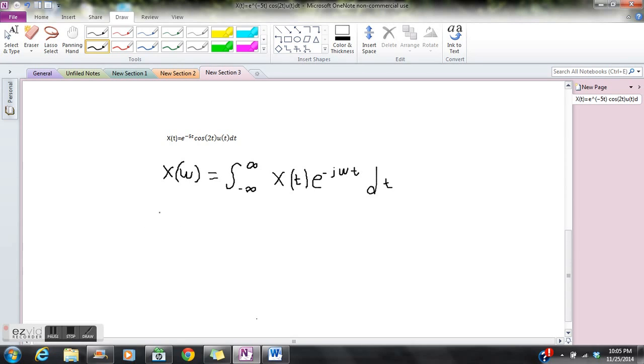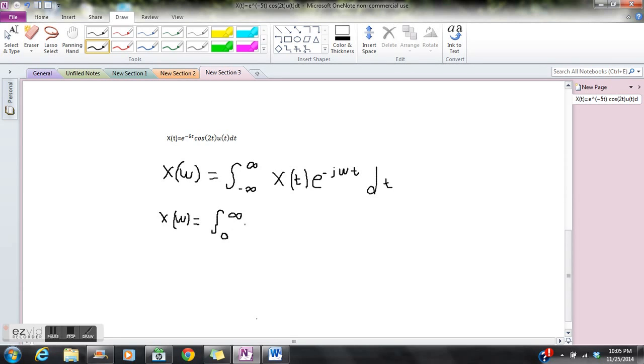So we've got our equation written out. Now all we have to do is plug it in and then evaluate it. For our x of t, x of t equals e to the negative t times cosine 2t times the unit step of t.